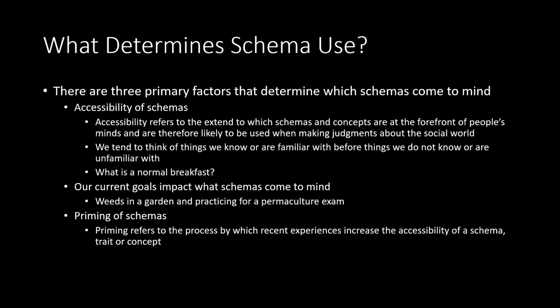So there are three primary factors that determine which schemas come to mind. The first is accessibility. So accessibility refers to the extent to which schemas and concepts are at the forefront of people's minds and are therefore likely to be used when making judgments about the social world. Now, you can just think in personal life, we do tend to think of things we know or are familiar with far before we think of things we don't really know or are unfamiliar with.